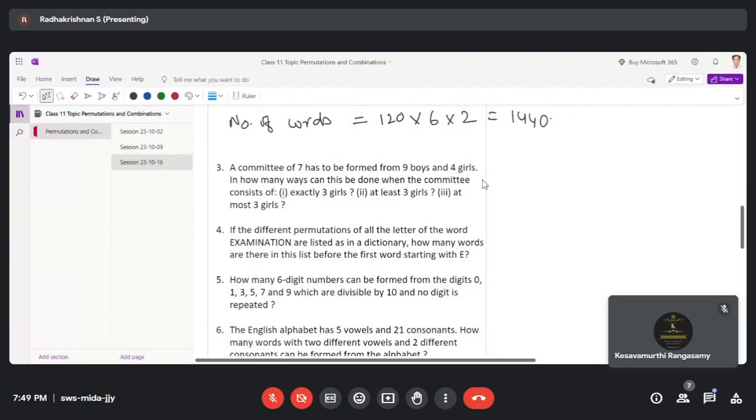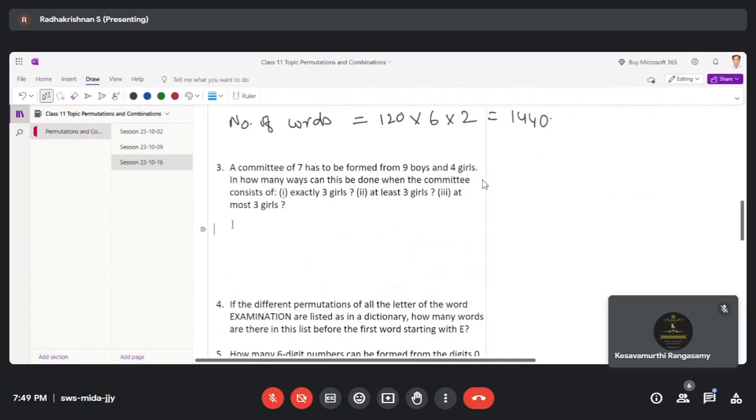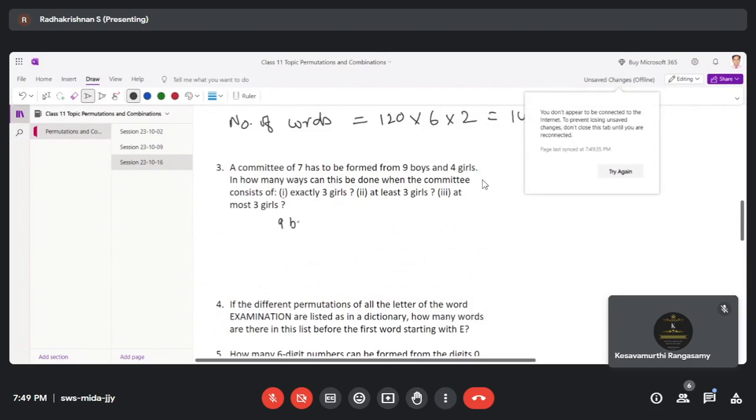Okay. So let me do this. Some problems, I want you to try and take as homework. But this problem, let me do. So there are 7 people who need to be formed into a committee. There are 9 boys and 4 girls.